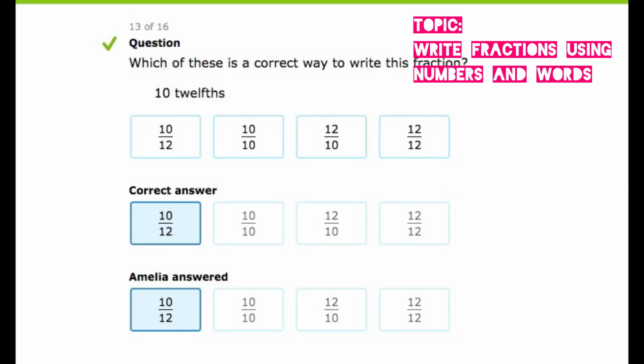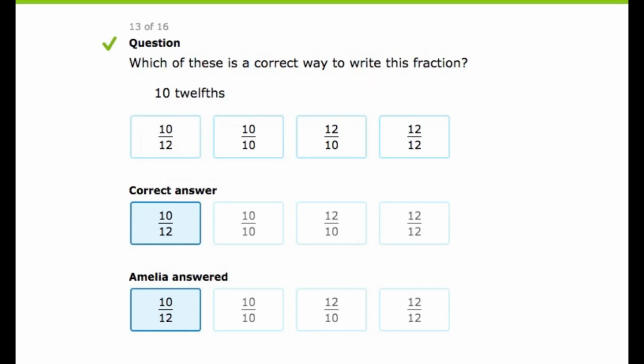I practiced writing fractions using numbers and words. In this question, I looked at the fraction 10/12. The first part is 10, so the numerator is 10. The numerator shows how many equal parts of the whole or collection are taken away.